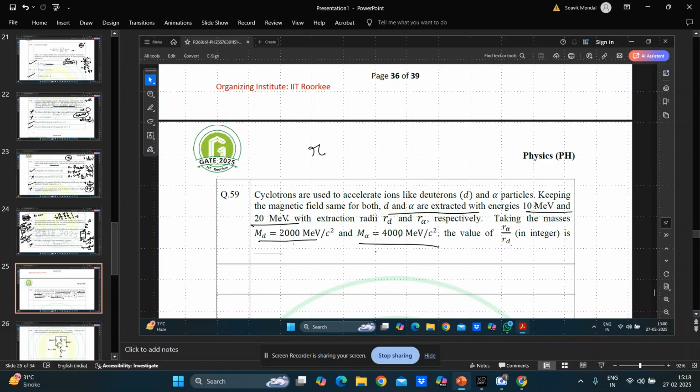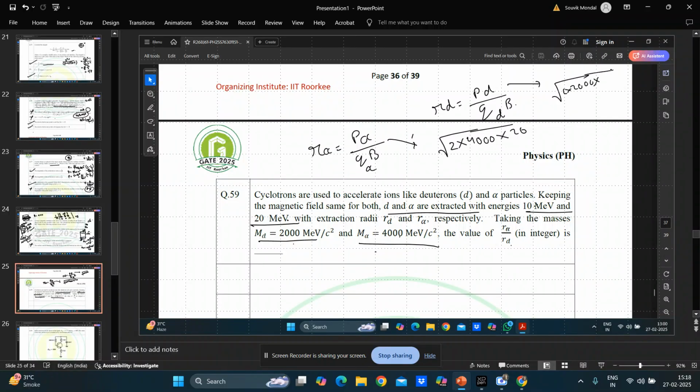So R alpha is simply P alpha by Q alpha B, and R D is simply P D by Q D B. So what is P alpha? P alpha is root under 2 M alpha K alpha. M alpha is 4000, and the energy is 20, right? And what is P D? P D is root under 2 M D K D, M D is 2000, and K D is equal to 10. So if you take the ratio, and Q alpha is 4 and Q D is 2, we get the answer 1.